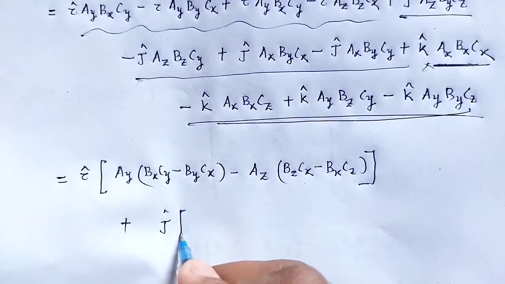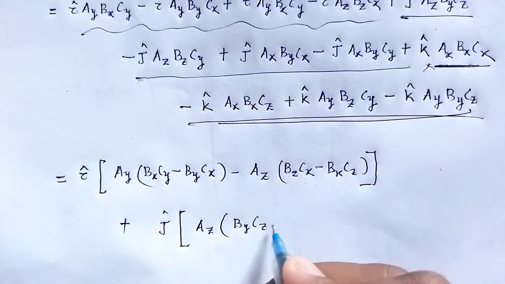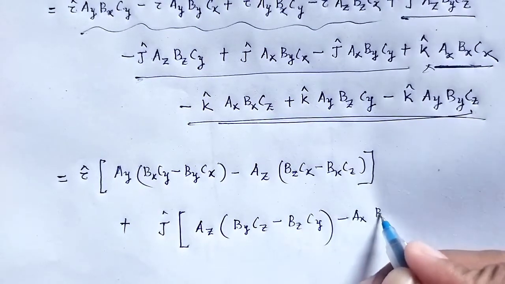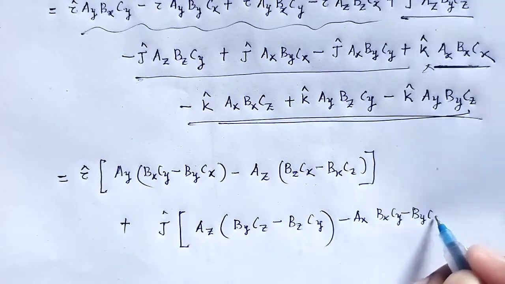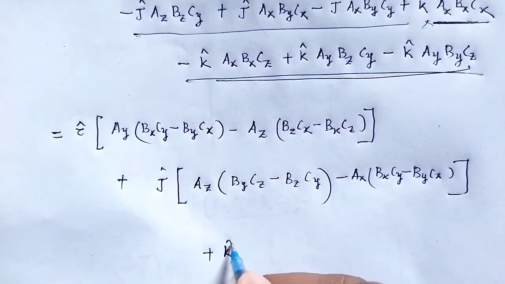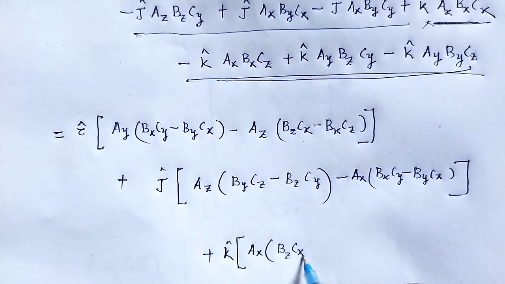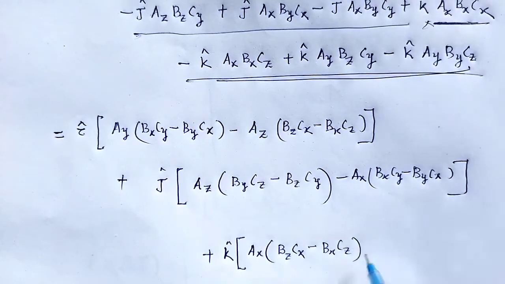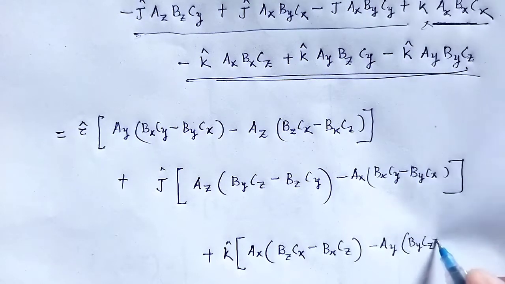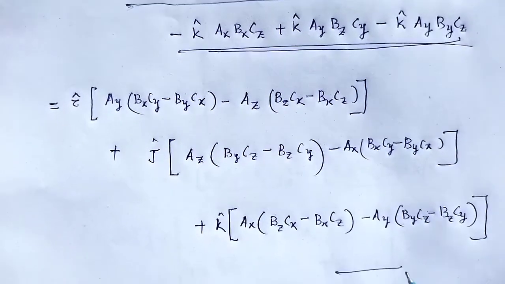j cap of AZ (BY CZ minus BZ CY) minus AX of (BX CY minus BY CX) plus k cap of AX of (BZ CX minus BX CZ) minus AY of (BY CZ minus BZ CY). That is equation number 2.